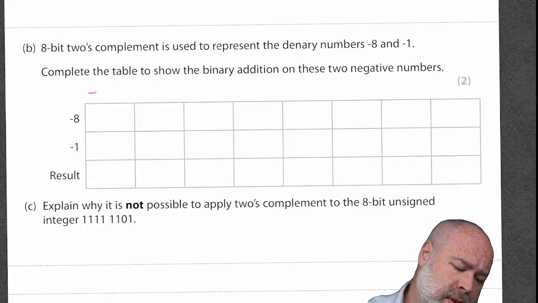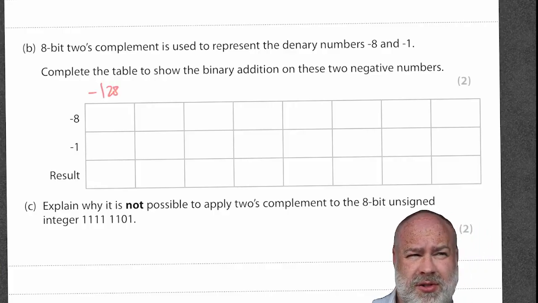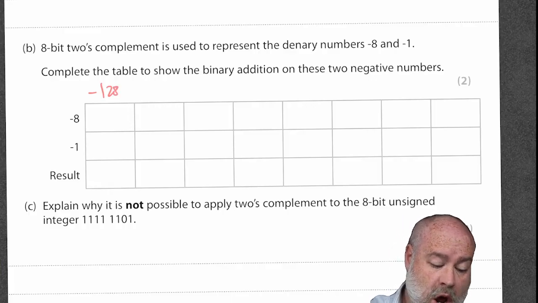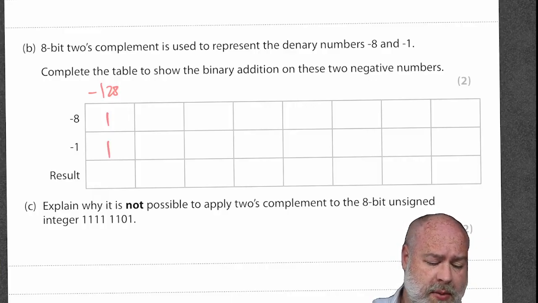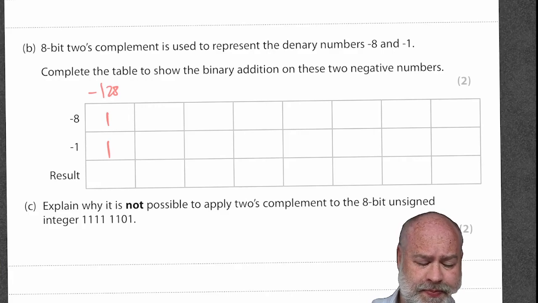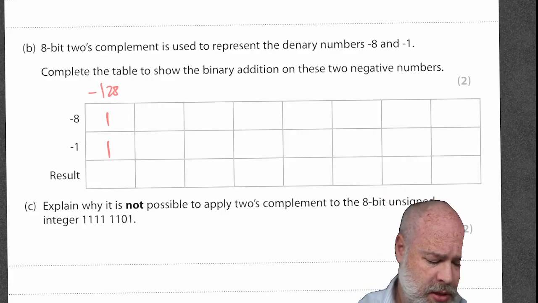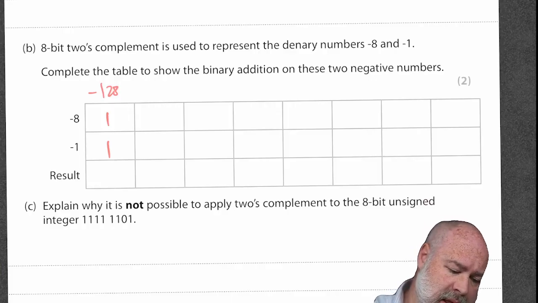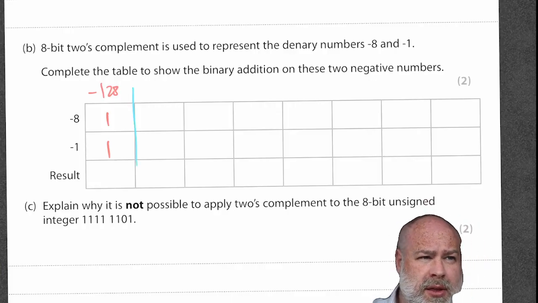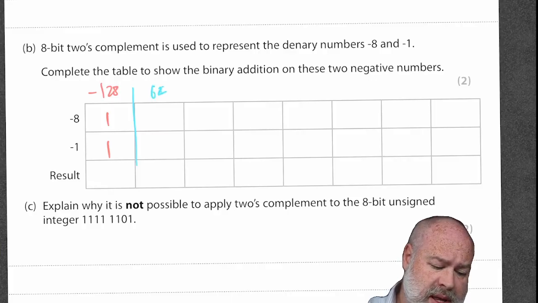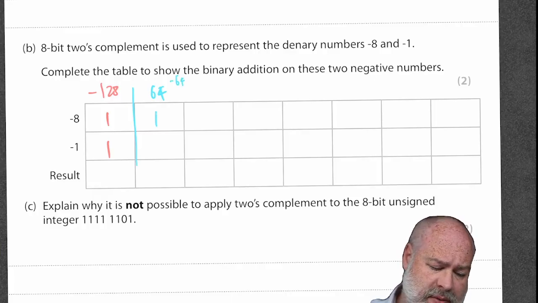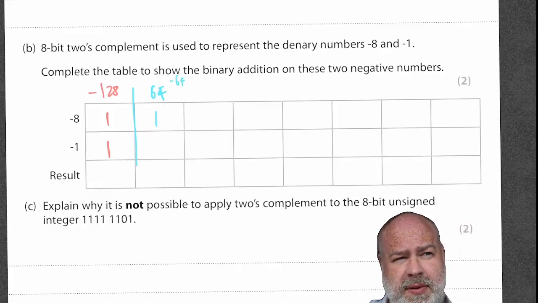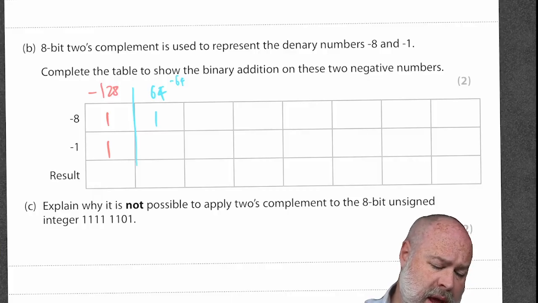Here's the trick here. You've got to remember that that column is worth -128. And because it's a negative number that we're dealing with, we know there's a 1 in there. It can only be a 1 because we're dealing with a negative number. So the way this will work is we just build up the number again. -128 plus 64 is -64, isn't it? So we need the positive 64 because we've got a -8 to deal with.